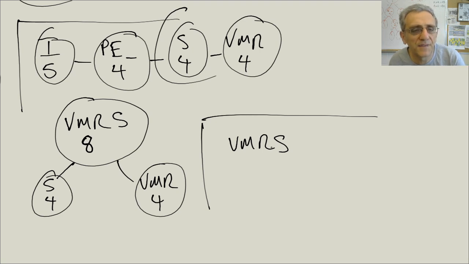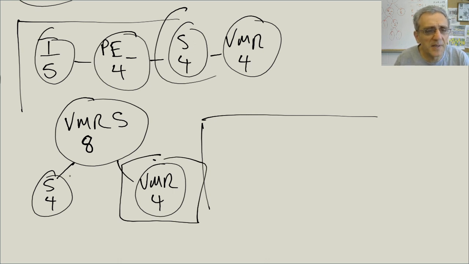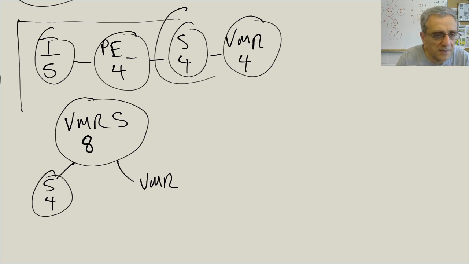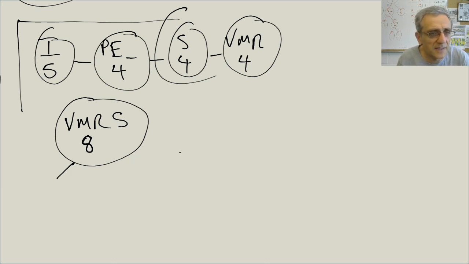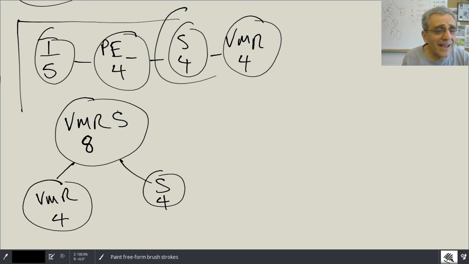Okay, I made a mistake. I have to correct this. So let's go back here. What I did wrong is I put this guy on the right-hand side. I shouldn't have done that. That should have been on the left-hand side. So, because I have to be consistent here. So let's try erasing some things. And now let's try and fix this. So it's easy to kind of lose track of what you're doing, but you have to stay focused here. So here in this case, my VMR is going to be on the left. And that's a 4, and my S 4 is going to be on the right. Okay, so now I have to insert this.